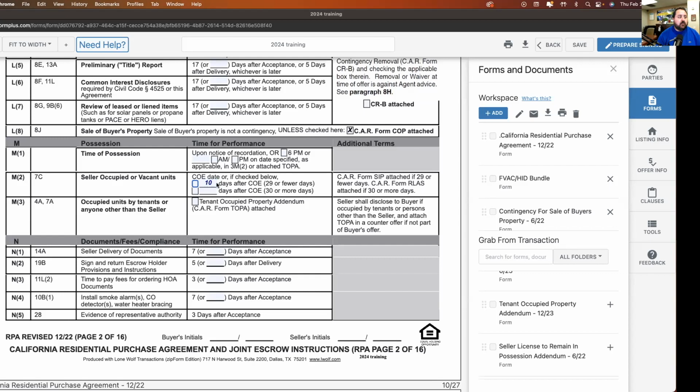Most of the time, 99.9% of the time, sellers are not out of the property on the date of close of escrow. Does it happen? Yes. But in the majority of sales, the seller is staying after.